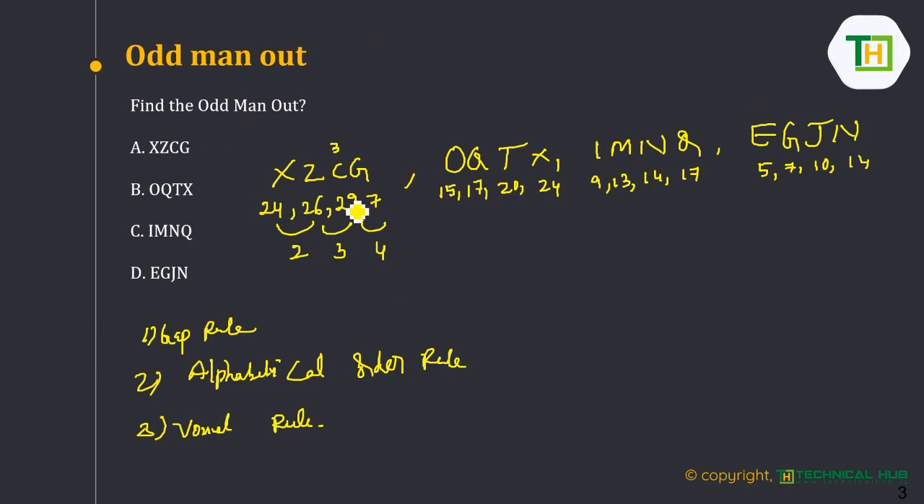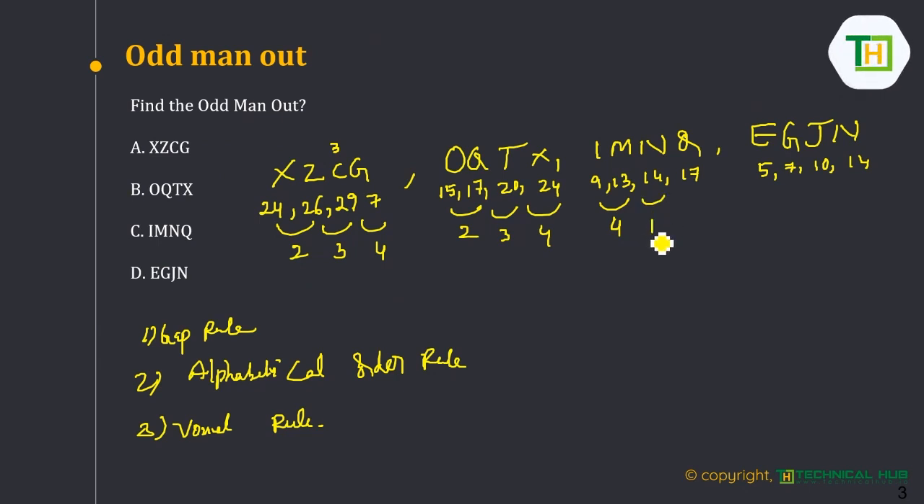Means 29 replaces the 3. 3 and 7 difference is 4. So C is taken as 29 or 3. Okay. So coming to the second option, difference is 2. In this case, difference is 3 and 20 and 24 difference is 4. Coming to option C, difference is 9 and 13, difference is 4.